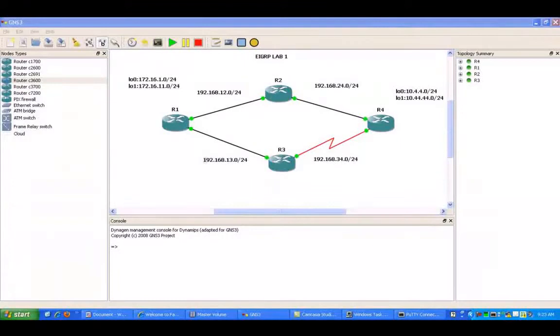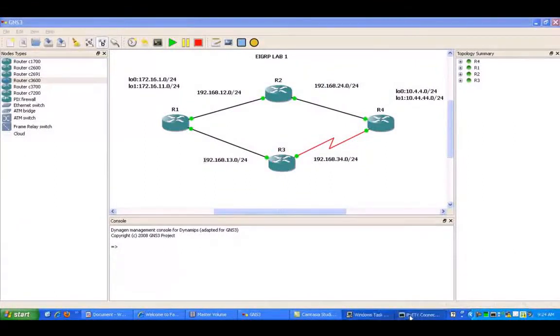What I'm going to be showing you here in this lab is the EIGRP basics. We're going to look at the EIGRP metrics. We're going to look at EIGRP K values. We are also going to be looking at EIGRP authentication as well.